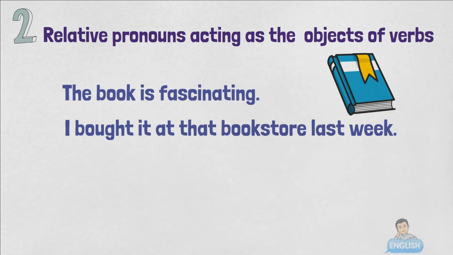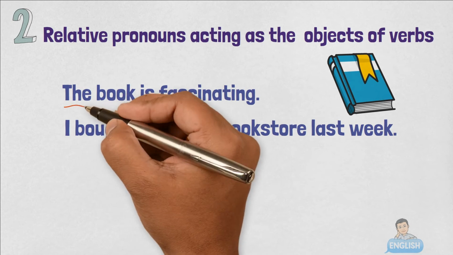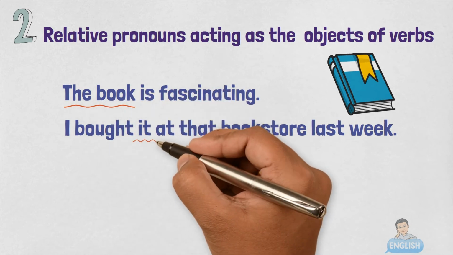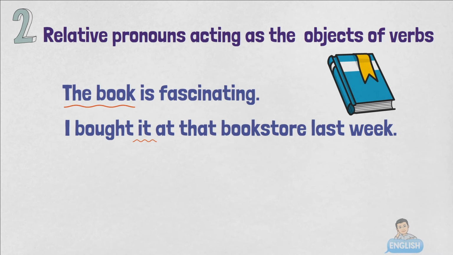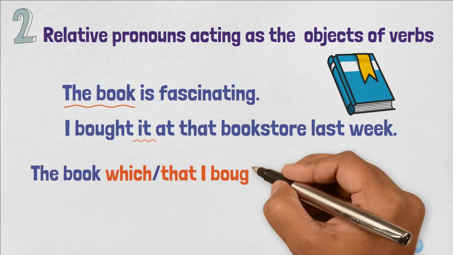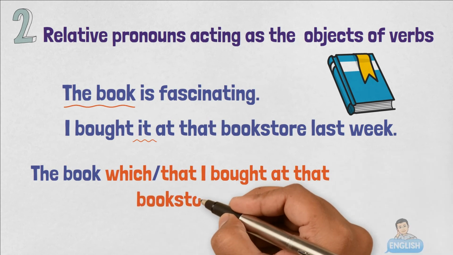We'll use the second one as a relative clause to modify the noun, book. It, in this clause, is the object. So, the two sentences can be written as one, with a relative clause. The book which, or that, I bought at that bookstore last week is fascinating.